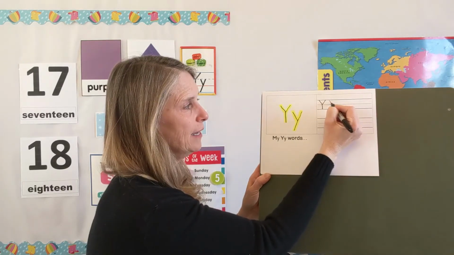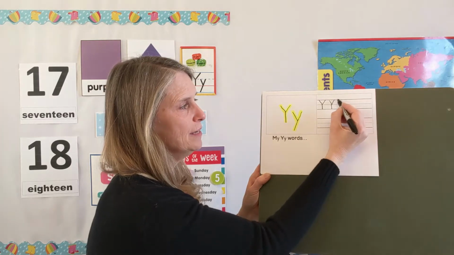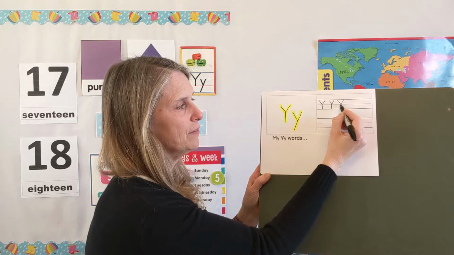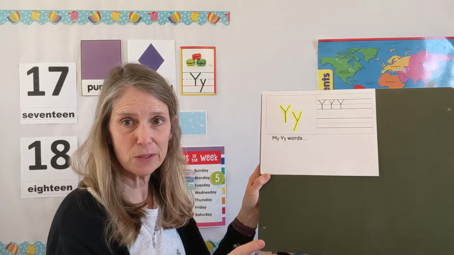Start at the top and slide down, slide back up, and give it a stem. One more. Start at the solid, go down to the dotted, back up to the solid, give it a stem. Those are uppercase Y's. Now you ready to make some lowercase Y's with me?